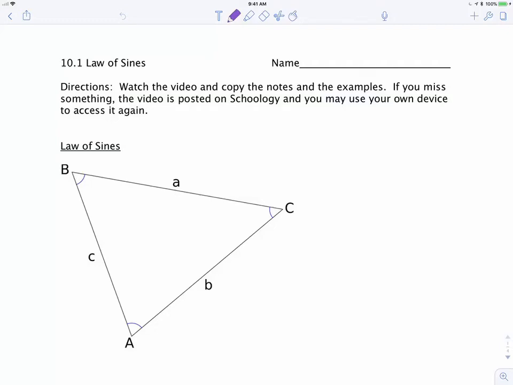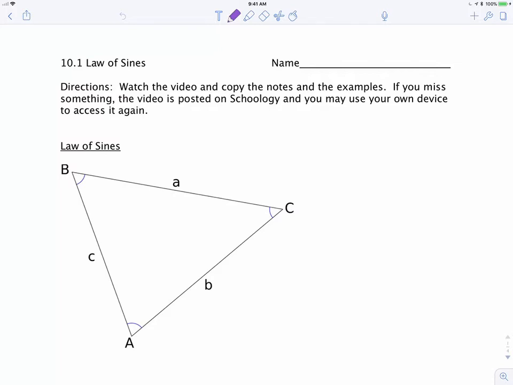Okay guys, in this video I'm going to teach you about what's known as the law of sines. And it turns out the law of sines can be used with any type of triangle, not just right triangles, and I'll explain why that works later.